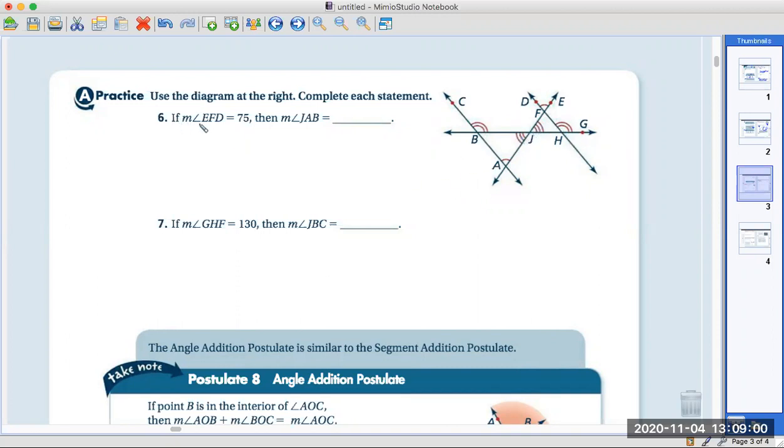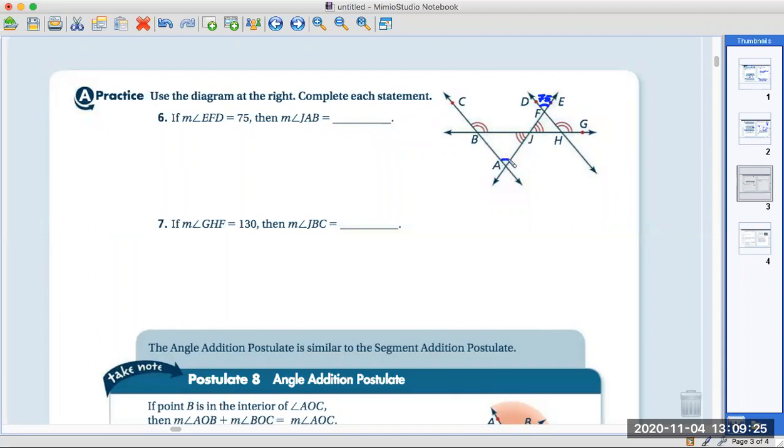So if it says here, use the diagram, complete each statement. So I have measure angle EFD. So I go to my little picture, EFD. This one here is 75. What is the measure of JAB?